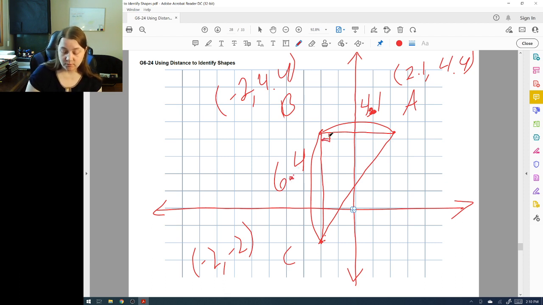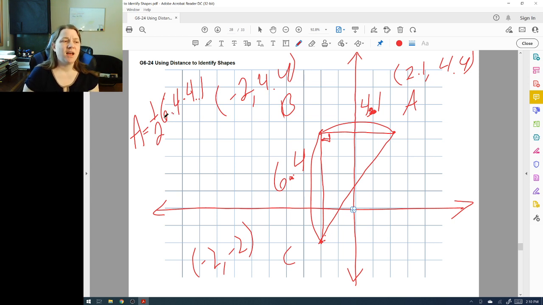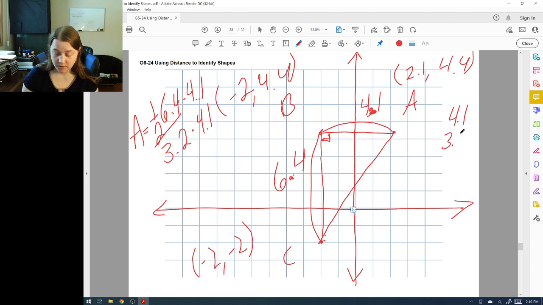And because these form a right triangle, to find the area of this, I would multiply half times the base times the height. So half times 6.4 times 4.1 in order to find that. I'm going to find half of 6.4 first. That's just dividing by 2. That's going to end up being 3.2 times 4.1. And now I'm going to skip over here and multiply 4.1 times 3.2. 2 times 1 is 2. 4 times 2 is 8.